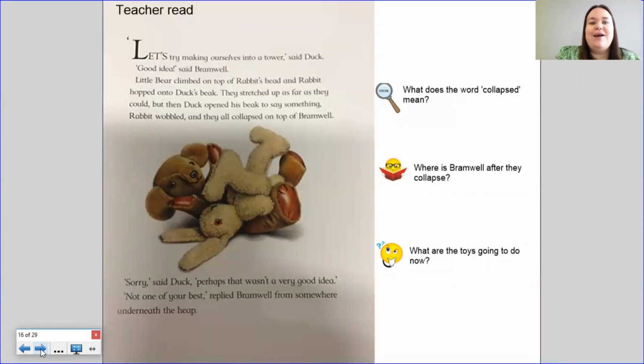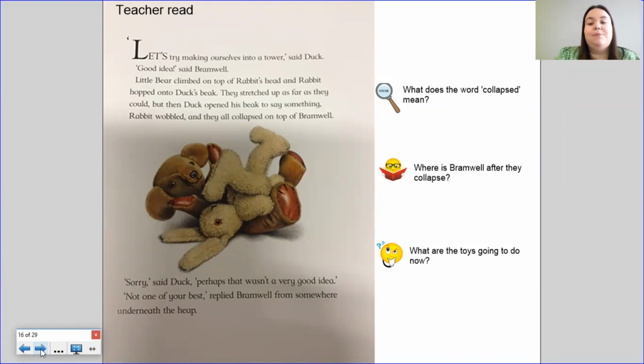Let's try making ourselves into a tower, said Duck. Good idea, said Bramwell. Little Bear climbed on top of Rabbit's head, and Rabbit hopped onto Duck's beak. They stretched up as far as they could, but then Duck opened his beak to say something. Rabbit wobbled, and they all collapsed on top of Bramwell. Sorry, said Duck. Perhaps that wasn't a very good idea. Not your best, replied Bramwell, from somewhere underneath the heap.